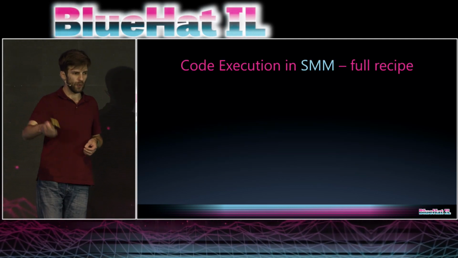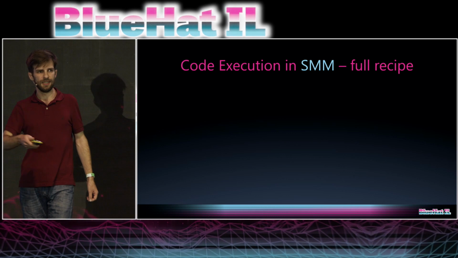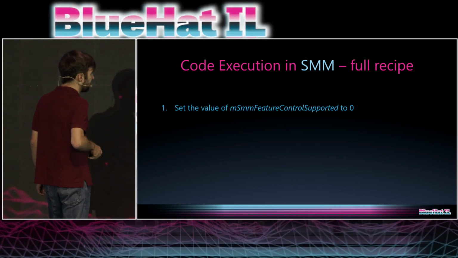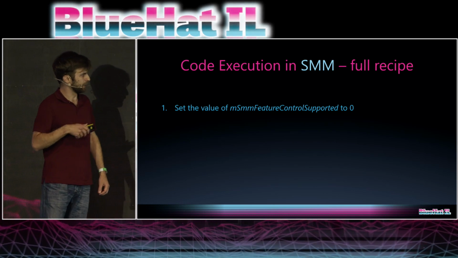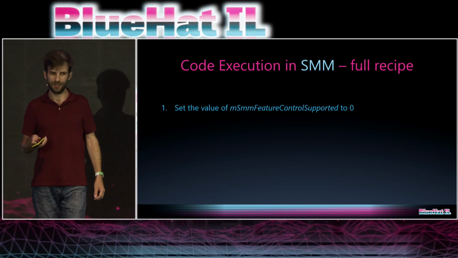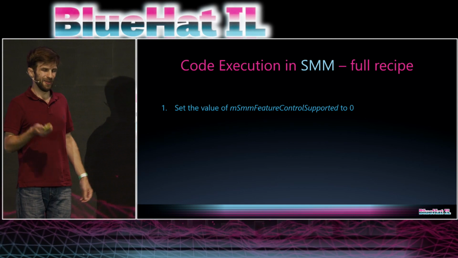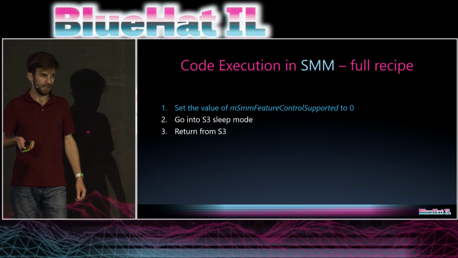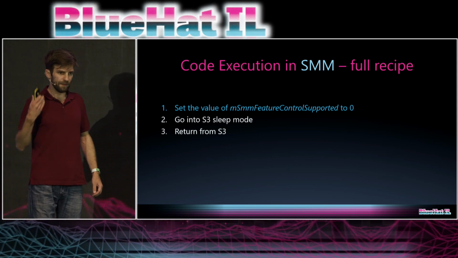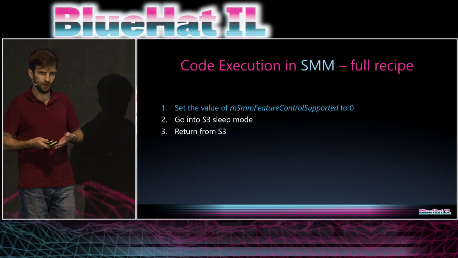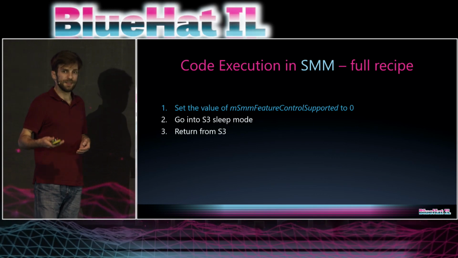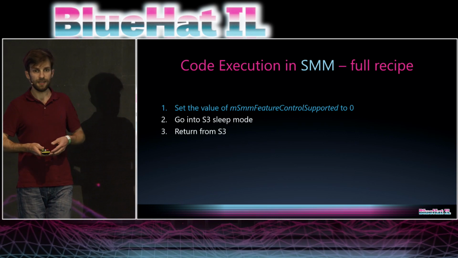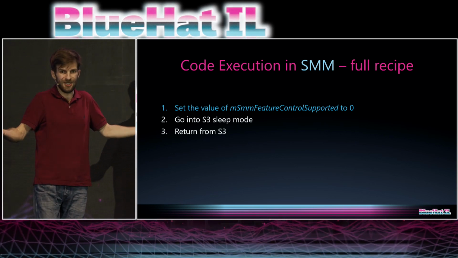which brings us to the full recipe of code execution in SMM from ring 0. So first, we set the value of the SMM feature control supported to 0 using one of our lovely write primitives. Then we put the machine to sleep, wake it up. At this point, the function you previously saw is executed. The condition in the if statement does not hold, meaning this mitigation simply is not turned on.